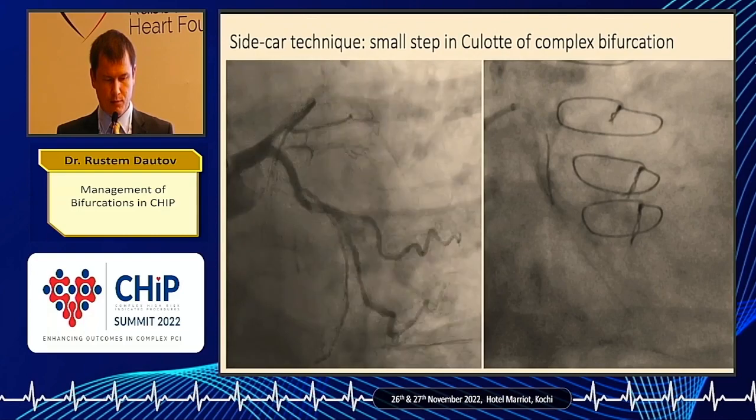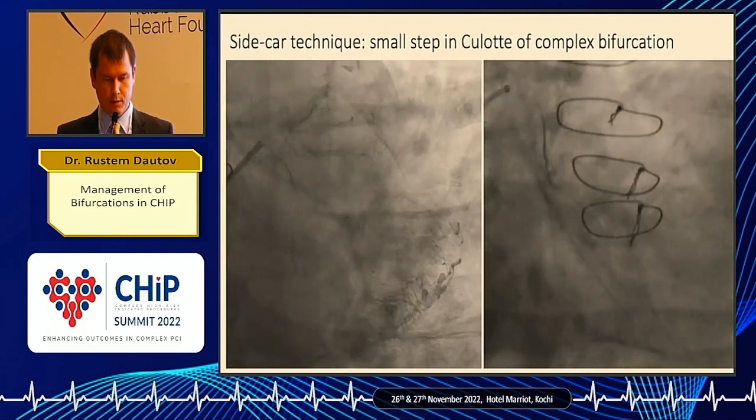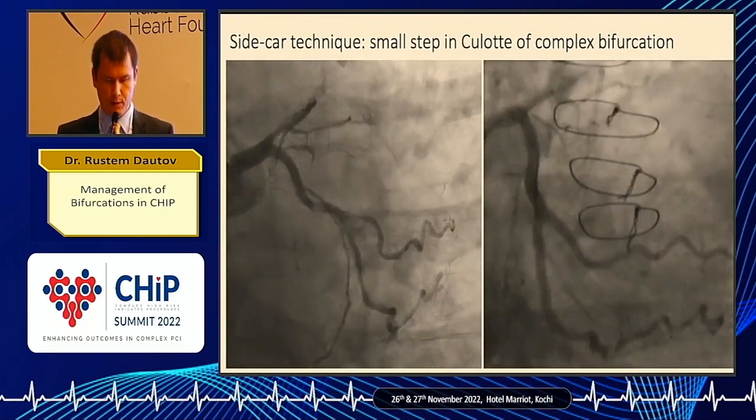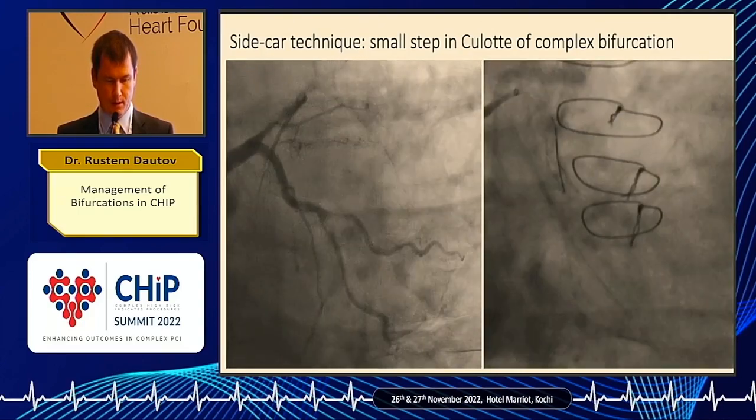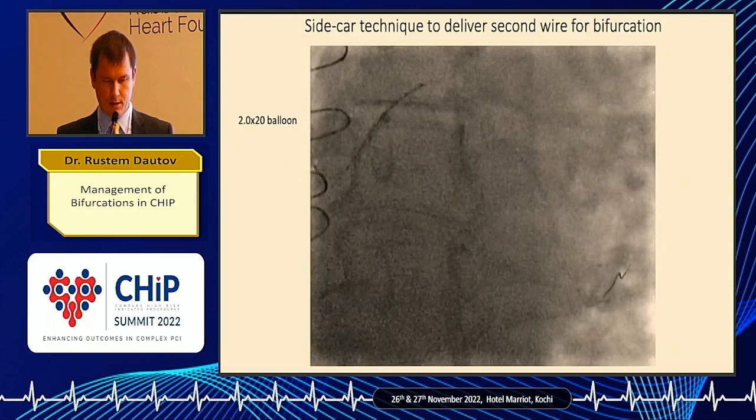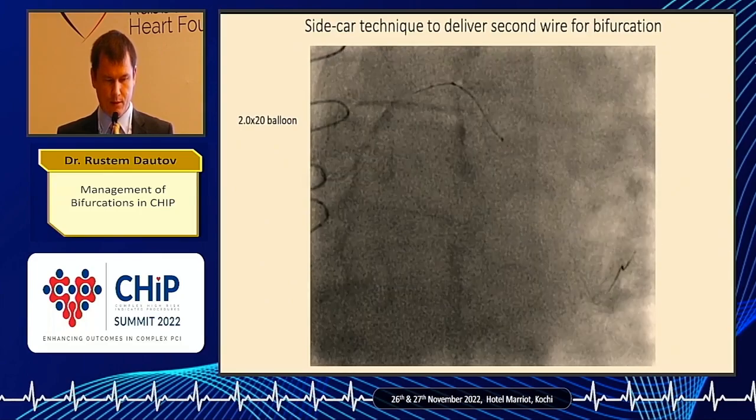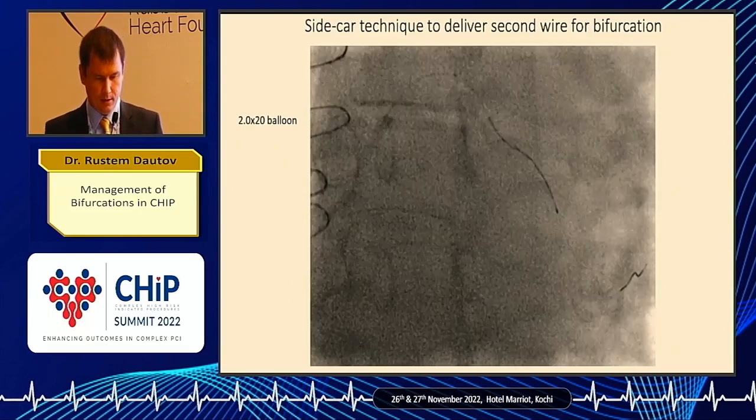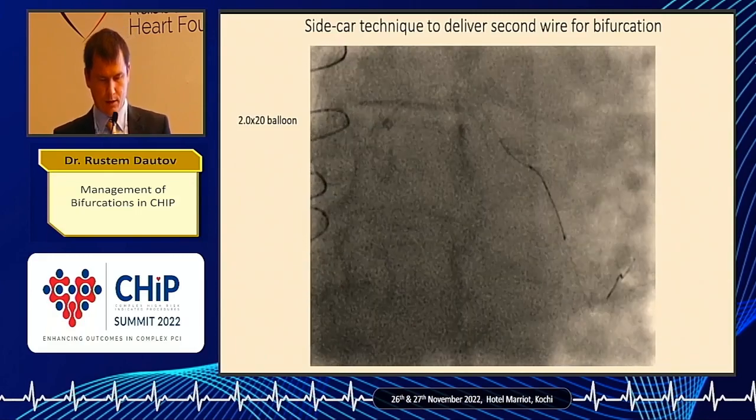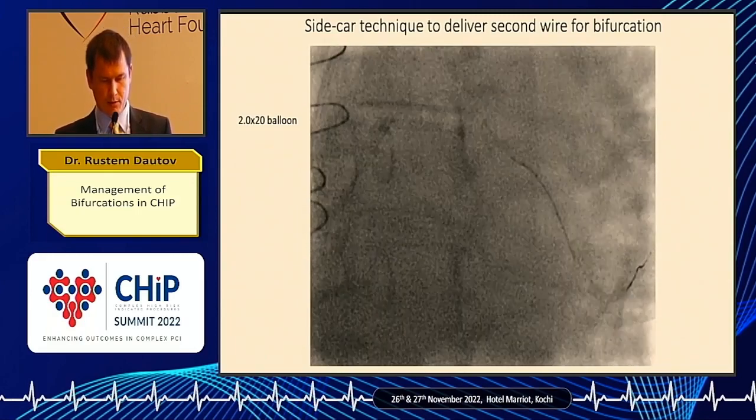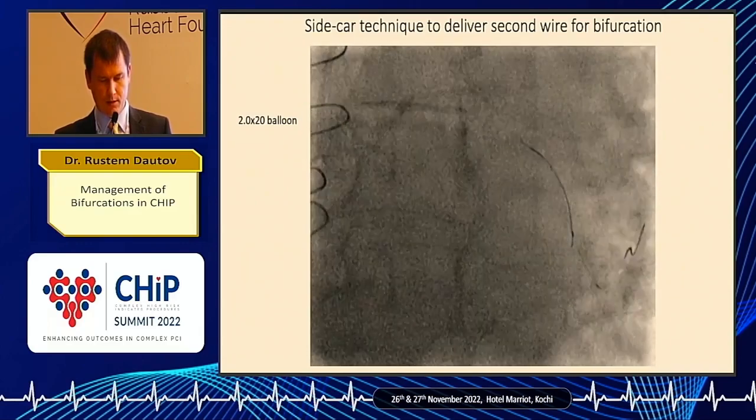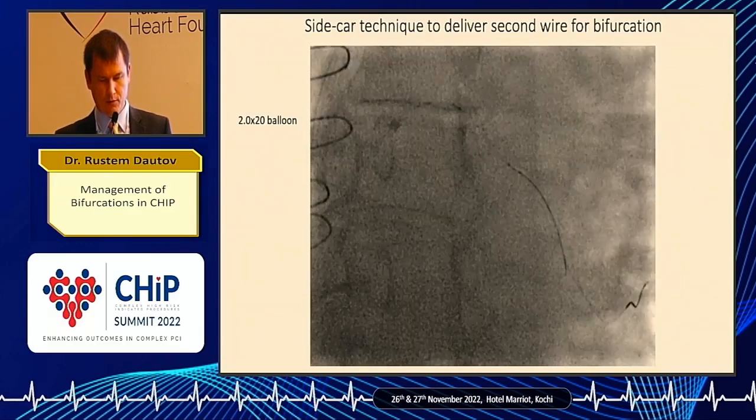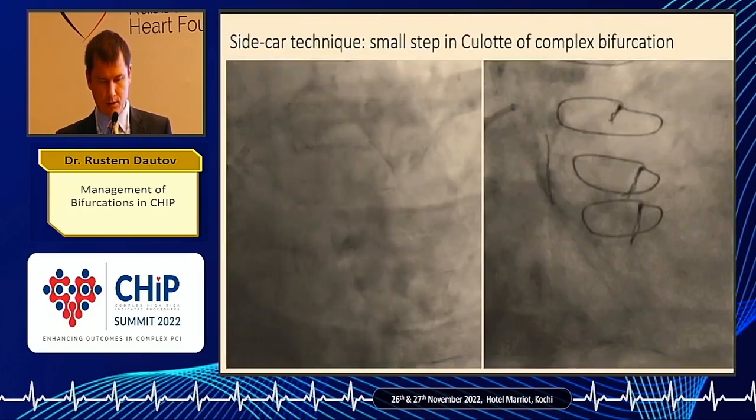This is the case before and after with the culotte. Very calcified, where I used shockwave, rota to both limbs, and I use this technique to bring a balloon down and release the second wire. So the second wire is inside the balloon. You push the balloon forward, release the wire, and then bring a balloon all the way back. But you have untwisted wire that you can use for your bifurcation.